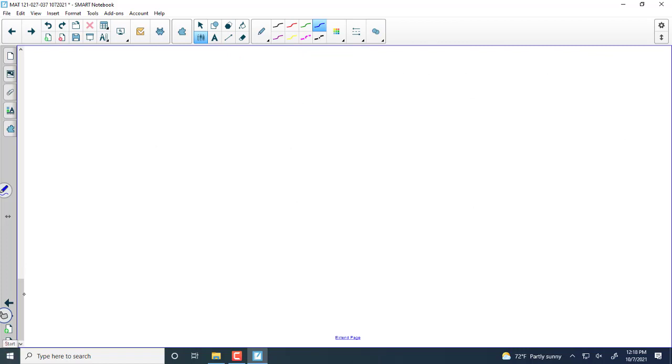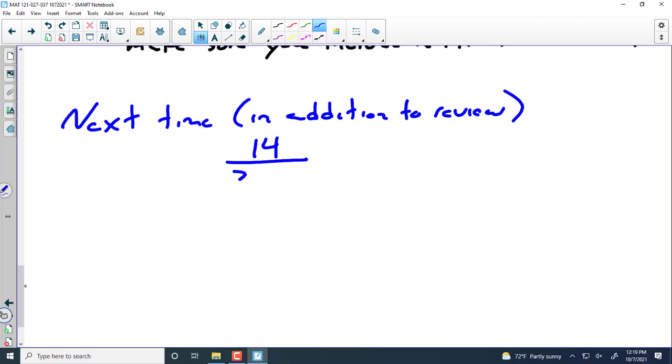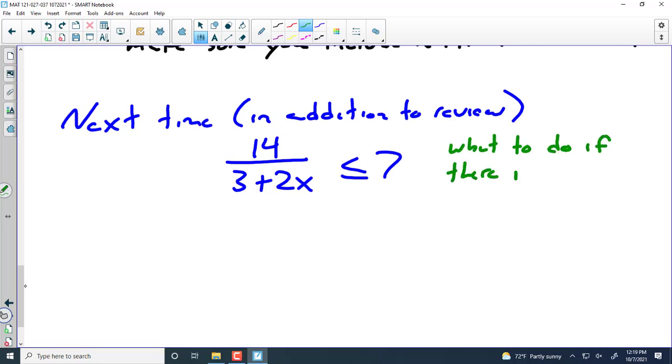The kind of problem that we need to make sure we can do next time, and I am almost out of time today, but next time, in addition to review, so you can do most of the homework for this section, I'll show you how to deal with this type of situation: what to do if there's not a 0 on the other side. So you should be able to bust out most of your homework for section 3.6.